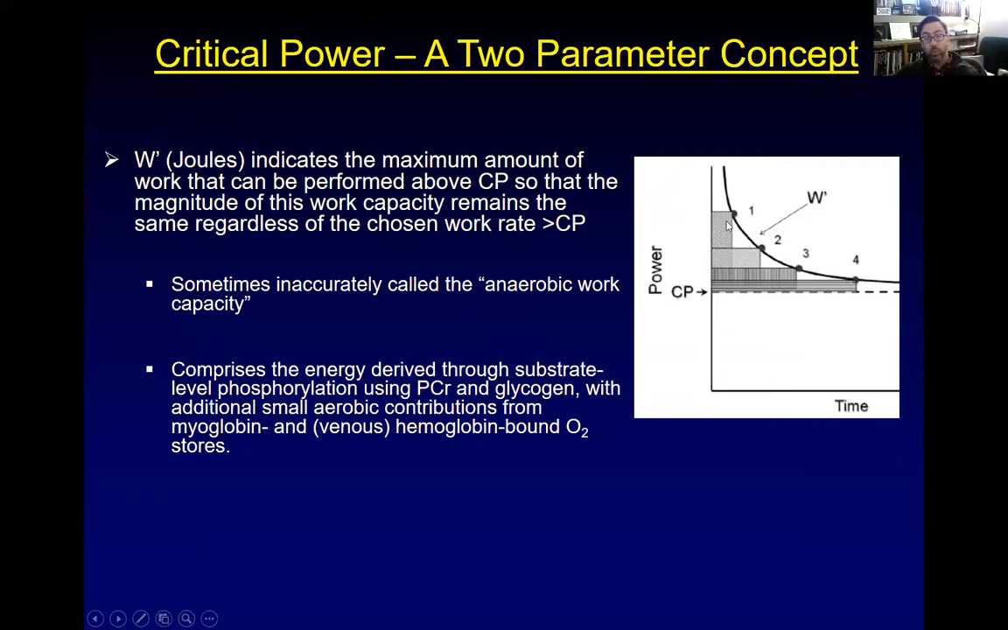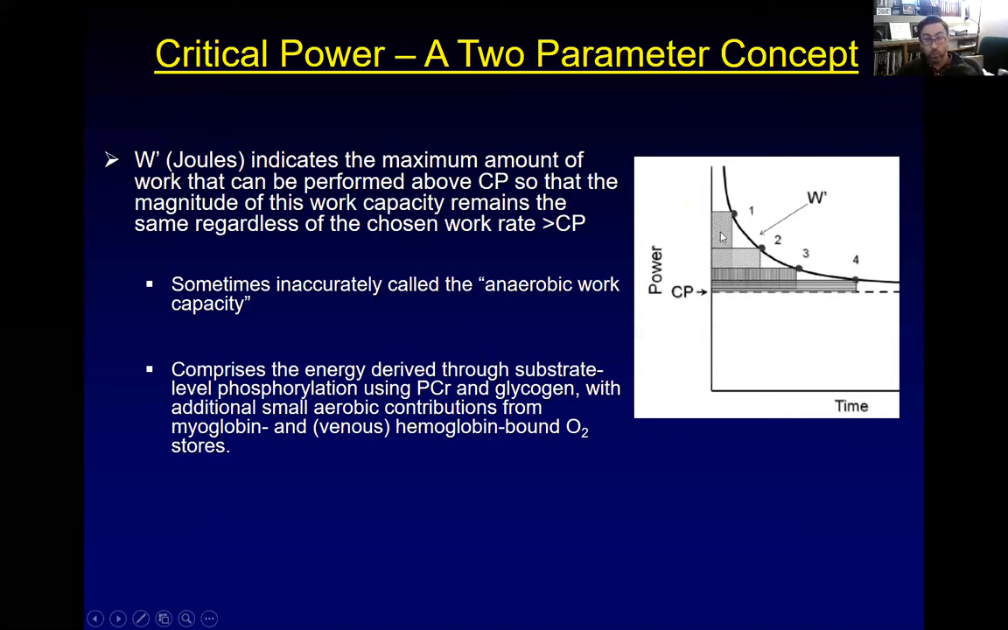And so when the work being done above critical power is really, really high, then you may not be able to go very long. But you multiply the work above by the time, and you get some area. Then on this one, the work is not as high, but you again multiply your work rate by the time it takes you to reach fatigue.